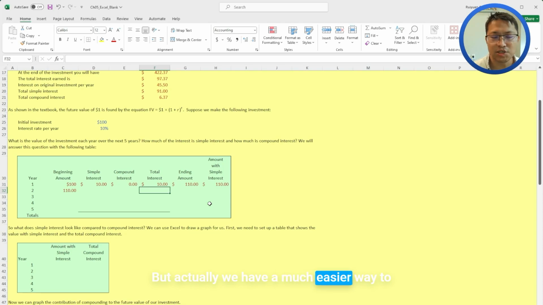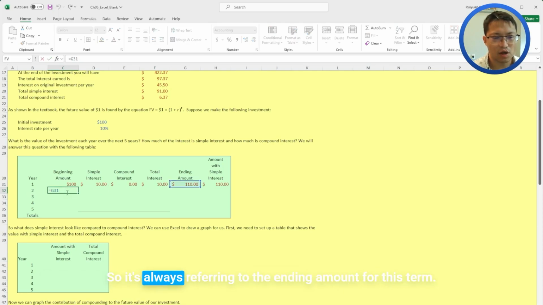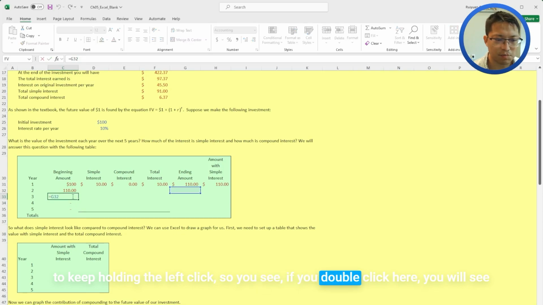But actually, we have a much easier way to do this. That's why we want to teach you Excel. Basically, if this beginning amount is always the ending amount, it's always referring to the ending amount for the previous year. We can actually drag the equation. If you put your mouse on the lower right corner and drag it all the way down, you want to keep holding the left click. So you'll see if you double click here, the beginning amount for year three is equal to the ending amount for year two.